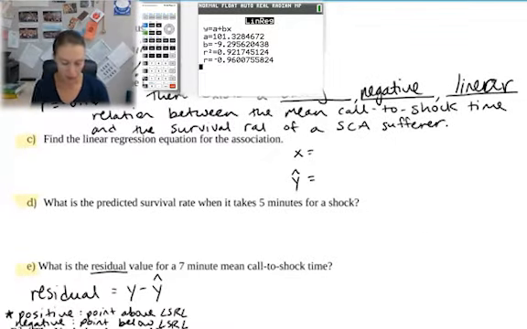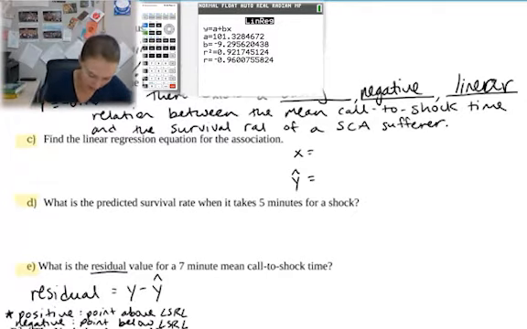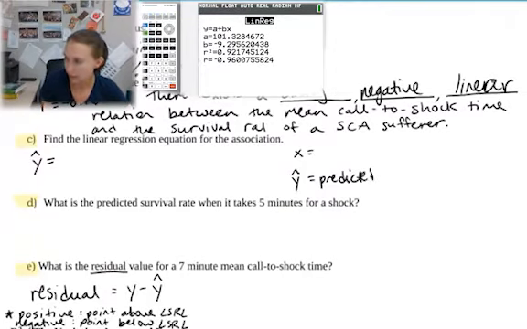Find the regression equation for the association. So we have our regression equation in front of us here. When I write that, a couple new things. I'm not just going to write y equals, I'm going to write y hat equals. And y hat is the predicted survival rate.